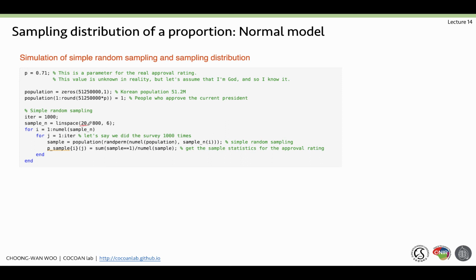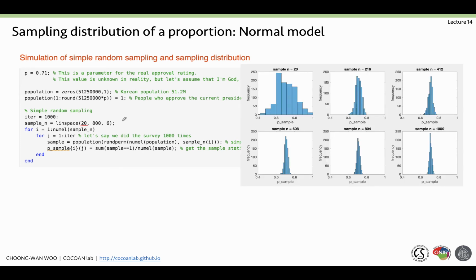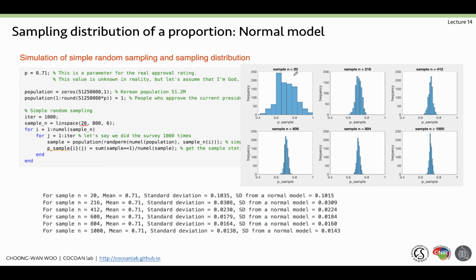This time, I changed the sample n number, and then I calculated the standard deviation based on the normal model. Here, this is when sample n is 20. So I'm picking 20 people each time, but with 1,000 iterations. The standard deviation becomes 0.1035 based on the data, but the theoretical standard deviation is 0.1015. So very similar, right?